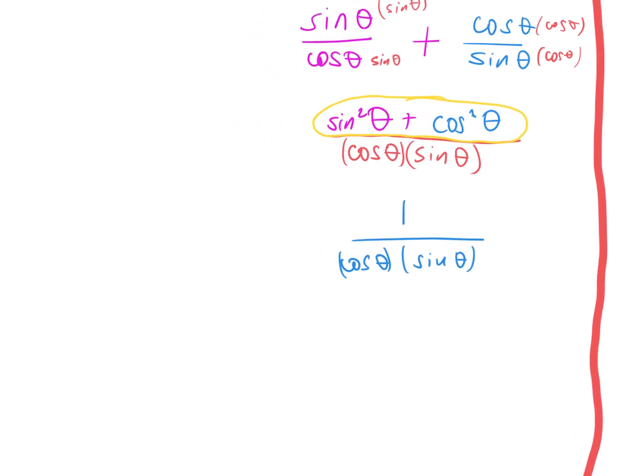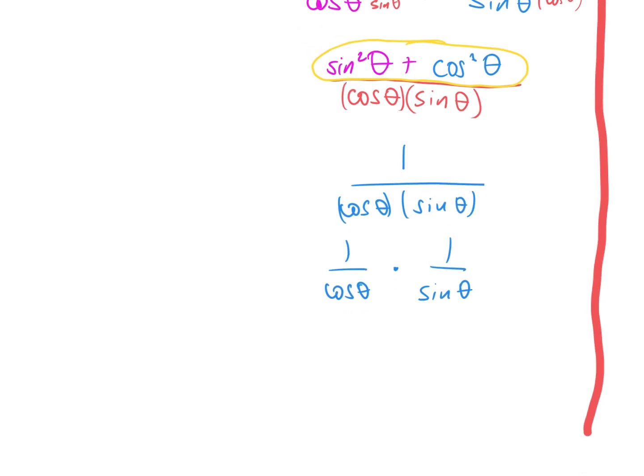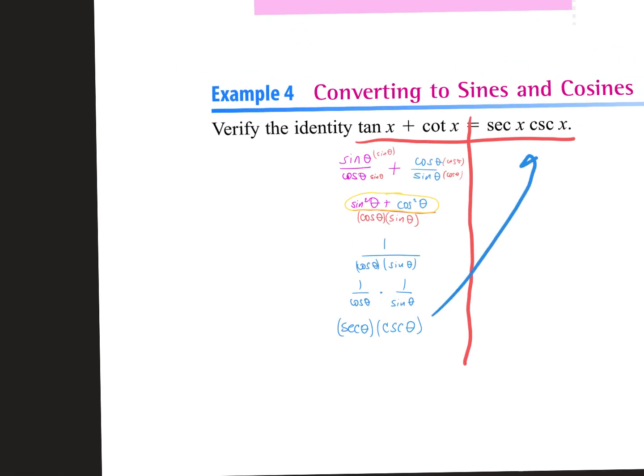Now, thinking algebraically, guys, can I split this up? Say 1 over cosine times 1 over sine. I'm allowed to do that algebraically, right? If you multiply those together, don't you get 1 over sine times cosine? Okay, so if I split those up, you don't have to. I mean, you can just look at it and see. But if you split them up, what's another way I could write 1 over cosine? Look on your reciprocal identities, guys. You have the identities in front of you. Look at them. What's 1 over cosine? Secant. And then what is 1 over sine? Cosecant. Isn't that exactly what we were trying to get to?